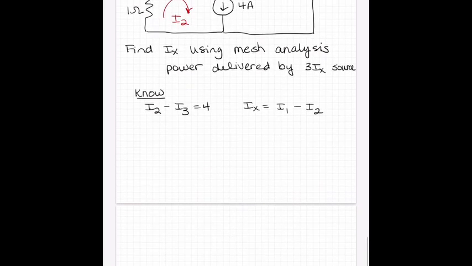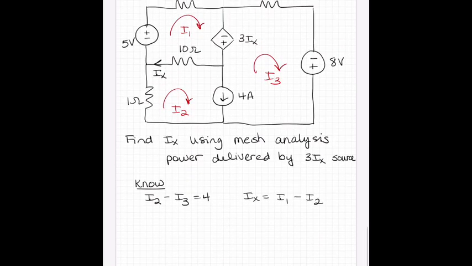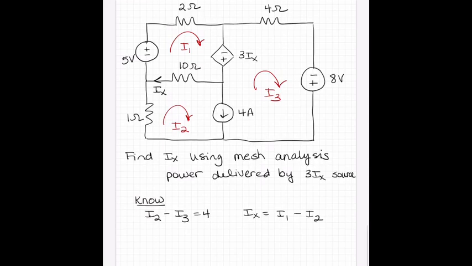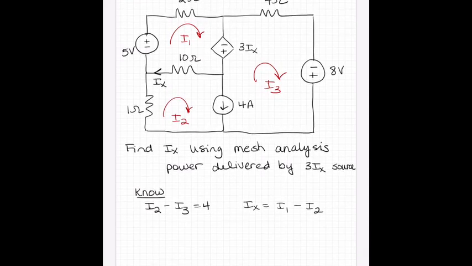All right, let's write some mesh equations. I'm going to see if I can keep these here. Maybe I can get one or two of them in here. We're going to end up having to write all three mesh equations because we don't know anything about a single mesh current here. We only know the relationship between I2 and I3, for example. So we're going to start with the mesh 1 equation.